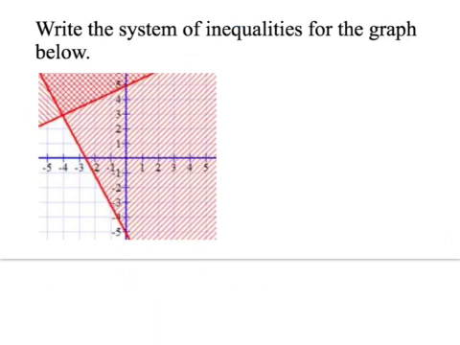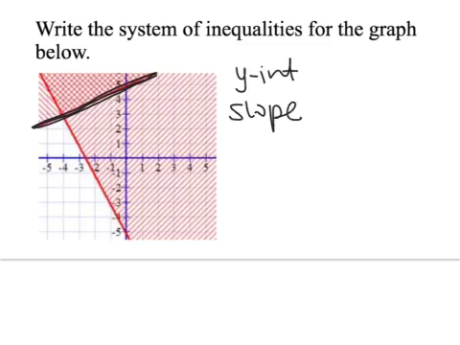Alright, in the last example, this one looks different. It says write the system of inequalities for the graph below. So this is looking at a graph and then trying to write the inequality. I'm going to start with this one I'm highlighting in black here. You need to identify your y-intercept and your slope, and then you can put it in the y equals mx plus b format. The y-intercept is pretty easy to see. It crosses the y-axis right here, so I think that's probably 5.